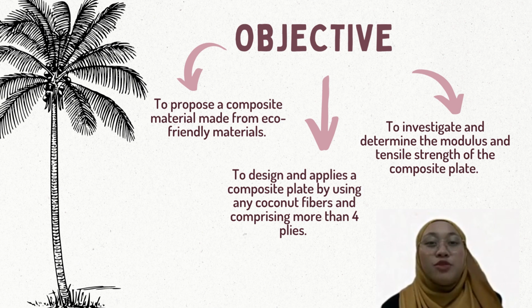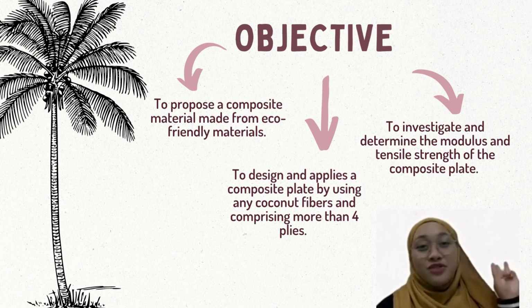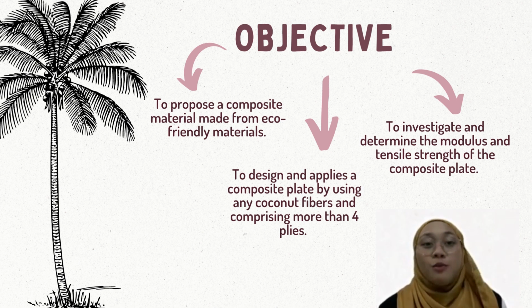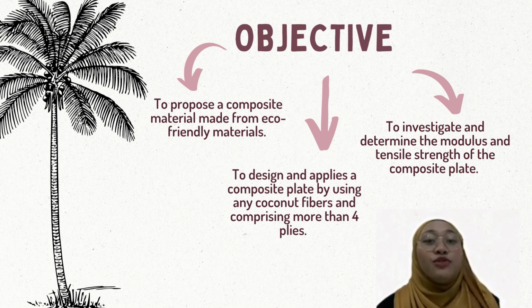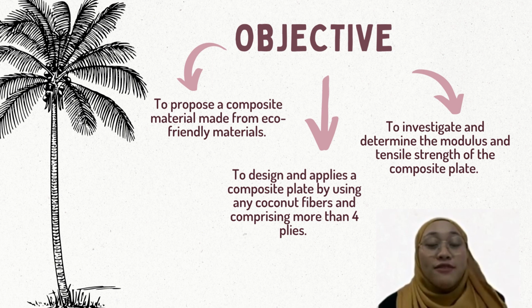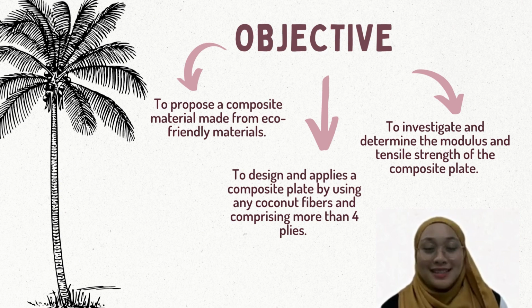So next, we will move to the objectives. As you can see, there are 3 objectives in this project. First is to propose composite materials made from eco-friendly materials. Second, to design and apply composite plates using coconut fiber compressed into 4 plies. And lastly, to investigate and determine the modulus and tensile strength of the composite plates.